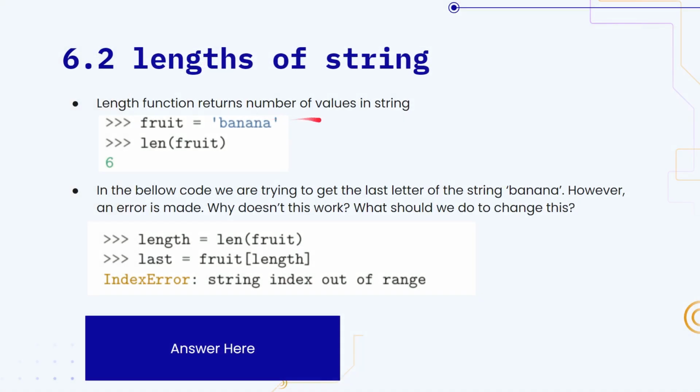So the length function returns the number of values in a string. In this example, the variable fruit contains banana, and if we take the len of fruit and print it, we will get 6 as a result. And this is because banana contains 6 characters.